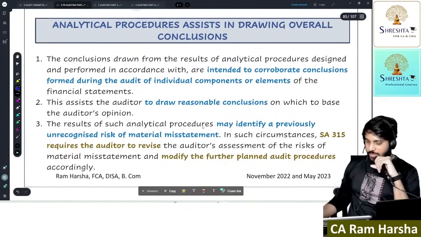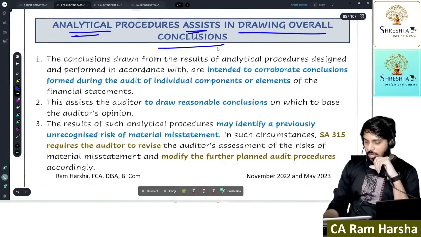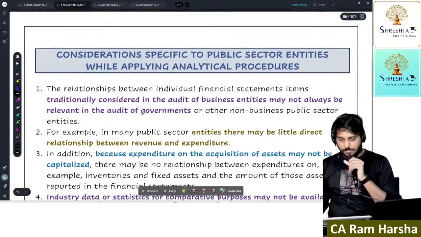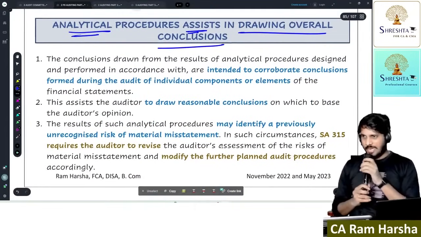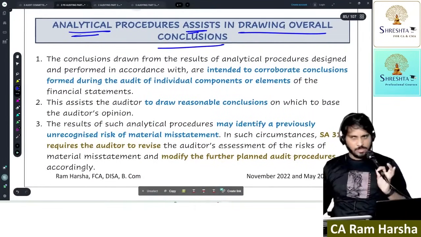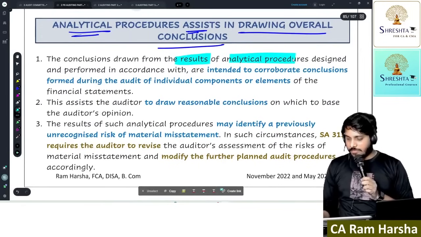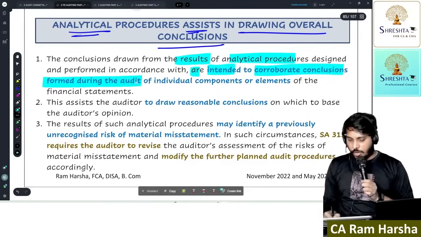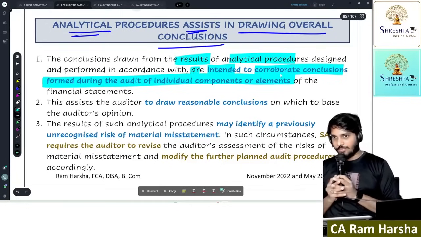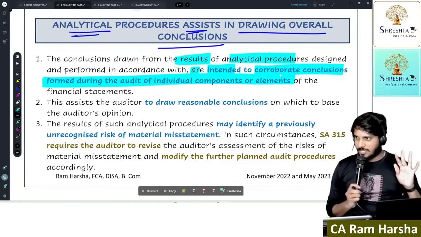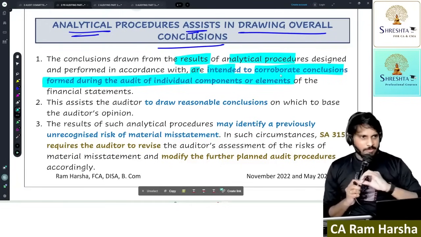Investigating results, we understood how analytical procedure helps in drawing overall conclusions. How analytical procedures will help the auditor in concluding overall. The conclusions drawn from the results of analytical procedures are intended to corroborate conclusions formed during the audit of individual components. When I originally verified purchases, controls I saw, everything is effective.